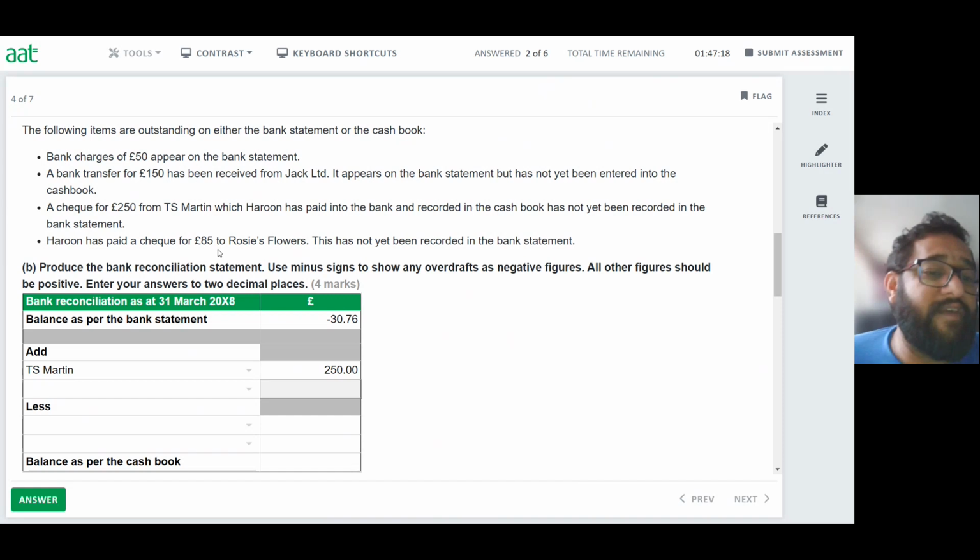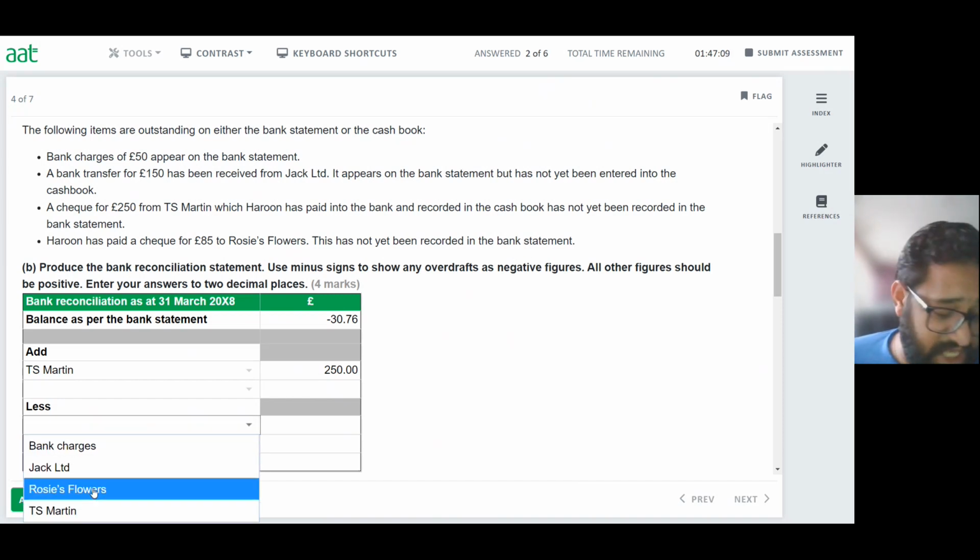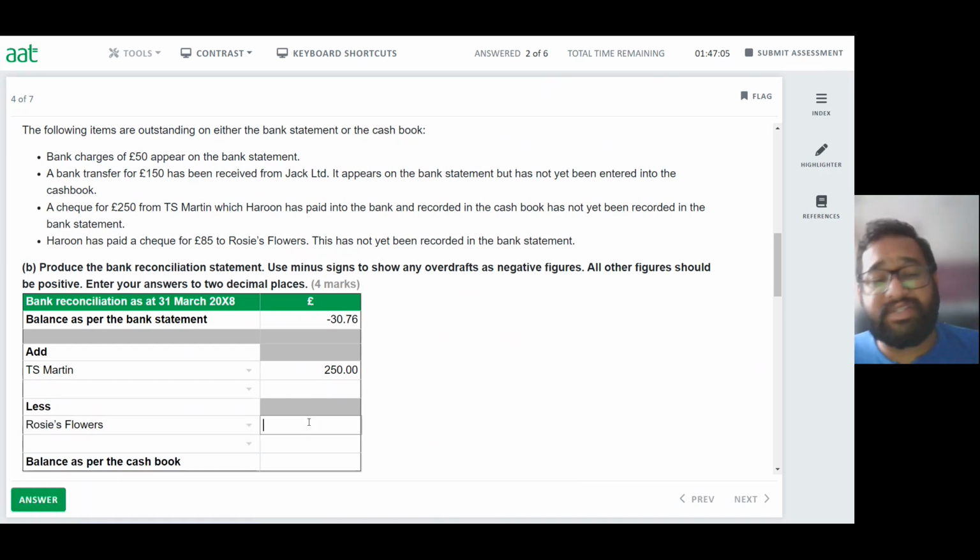Then look at the next one here. Harun has paid a check of £85 to Rosie's Flower. It's not been recorded in the bank statement yet. That means Rosie hasn't gone into the bank to encash the check, or maybe she has done it, but it's not been cleared as of yet. So this is an unpresented check. We're going to put a minus £85 here, and then we'll find out what is the new balance for my cash book. So here, 250 minus £30.76 minus £85. That gives me £134.24.